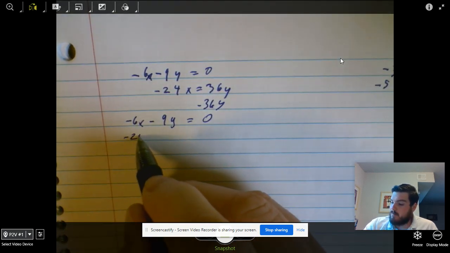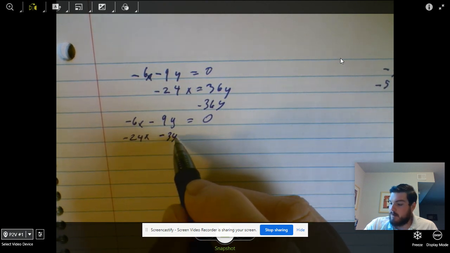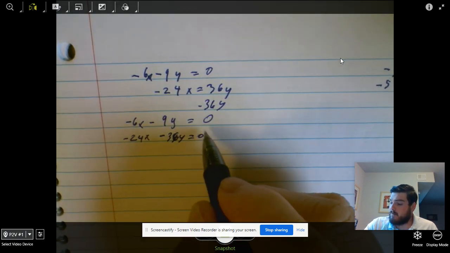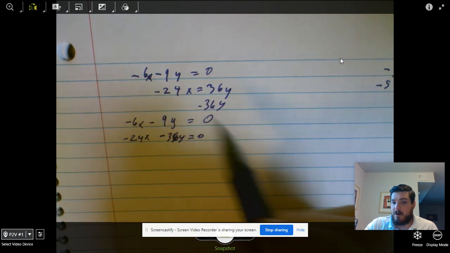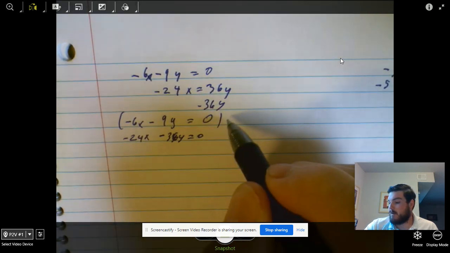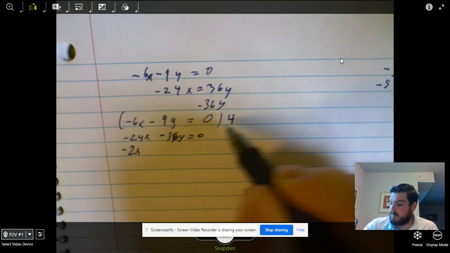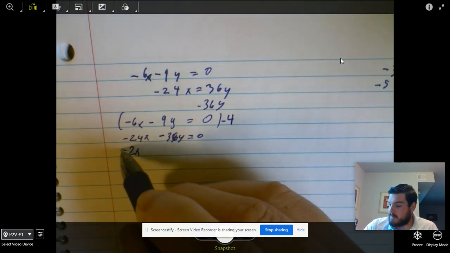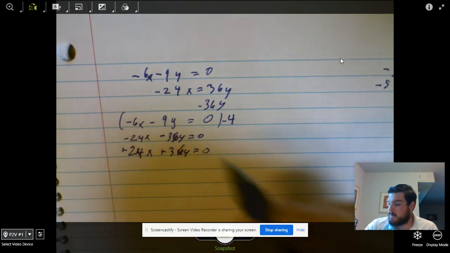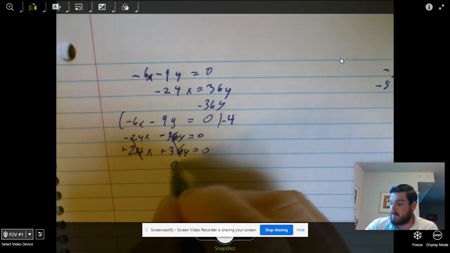Then we would have negative 24x minus 36y equals 0. So the next piece that we wanted to do, we need a term to eliminate. Well, a lot of kids saw 6 times 24, so multiply that whole thing by 4. So then we'd have negative 24x, and we had to make that negative so we can make this positive. 24x plus 36y equals 0. Well, right along there, we see that these two things would cancel out completely, making it 0 equals 0.